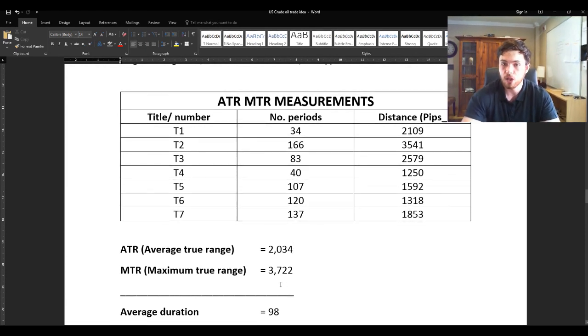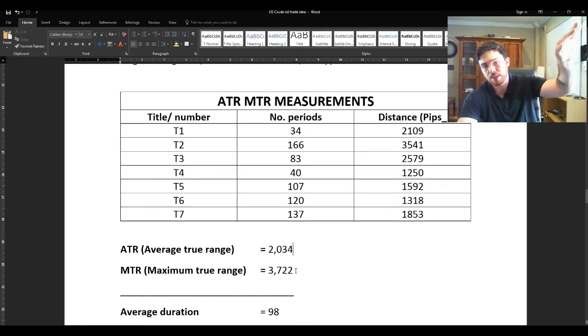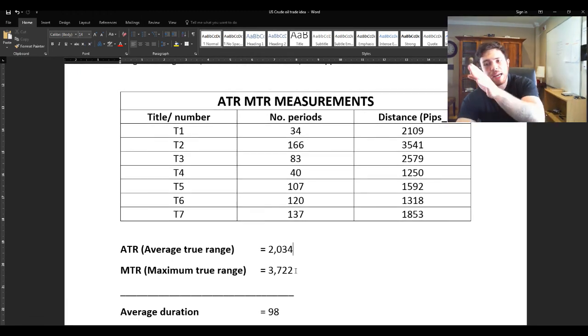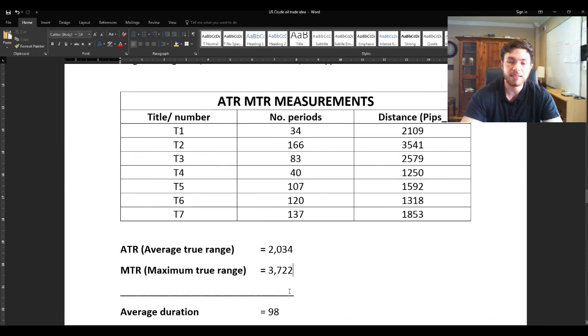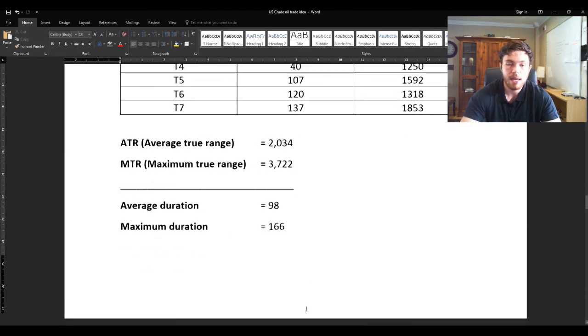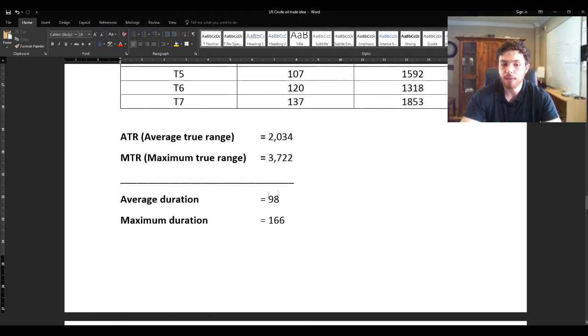The maximum range, so the longest any opportunity ran, which was on that previous level where it oversold way below the $40 level and then came back up and formed a Gartley when it went back into that range. This trend was 3,722 pips long, so it was very long, but the average range is 2,034 pips. The average duration is 98 periods or 98 days for these trends to form. So these 7 trends averaged 98 days, and the longest one was 166 days.